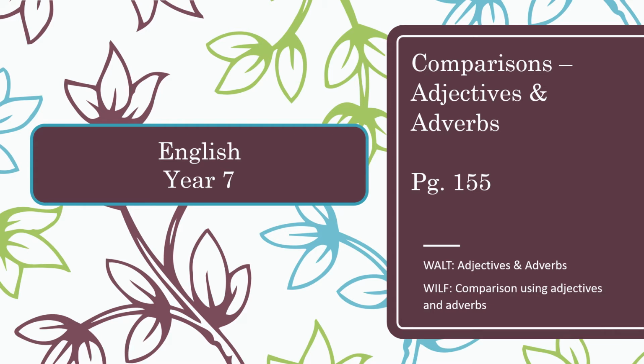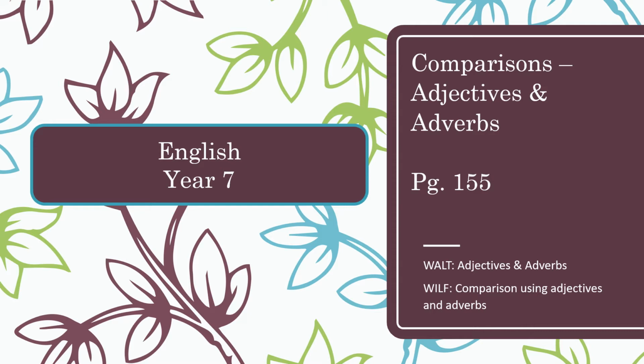This is English Year 7. We are still talking about making comparison using adjectives and adverbs. Our topic is comparison using adjectives and adverbs. In my previous video, I talked about making comparison using adjective and adverb using the comparative form and the superlative form. Comparative form is when we compare one thing to another, and superlative form is when we compare one thing to two or more things.